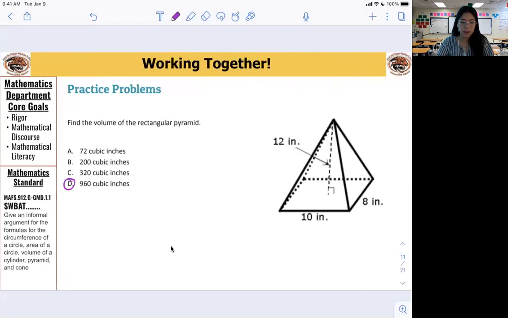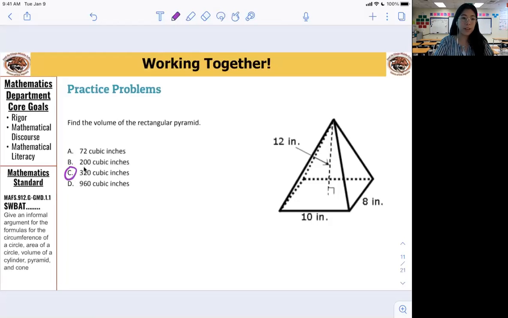Yes, how did I get that? You got C? Let me double check my math. Hold on. Oh, it is C. I'm sorry. I wrote down the right number and then I wrote down the wrong letter. It is C. My bad. Okay, we're good.